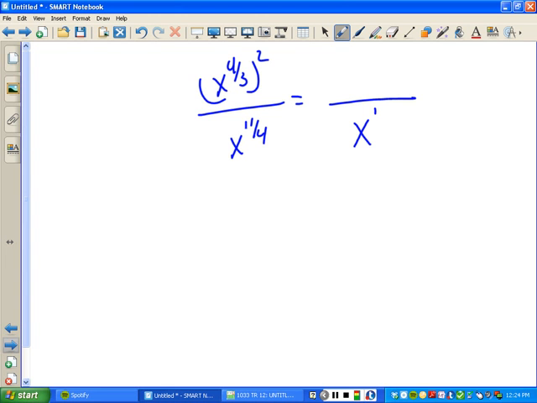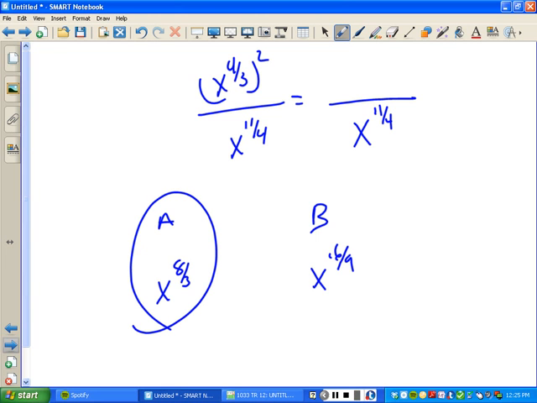The bottom part's not going to change any, at least for right now. What's the top going to be? So here's the question. Is it going to be A, x to the 8/3, or is it going to be B, x to the 16/9? A or B? I got 2 people who said A, and a lot of people who are abstaining. It is A. So this is going to be x to the 8/3.